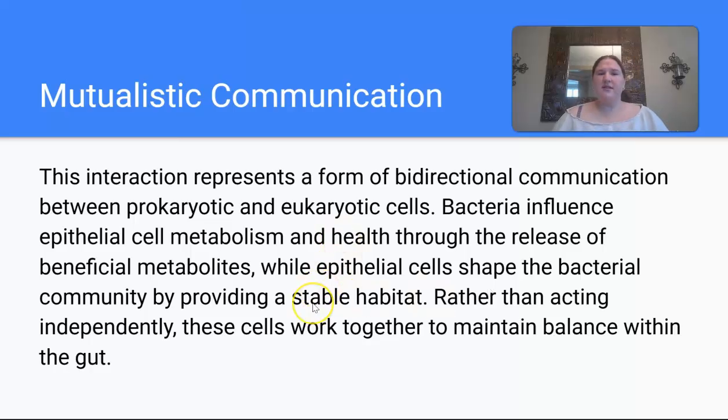Okay, so this is a mutualistic communication form. It's bidirectional between the prokaryotic and the eukaryotic cells. Bacteria influence epithelial cell metabolism and health through the release of beneficial metabolites, while epithelial cells shape the bacterial community by providing a stable habitat. Rather than acting independently, these cells work together to maintain balance in the gut.